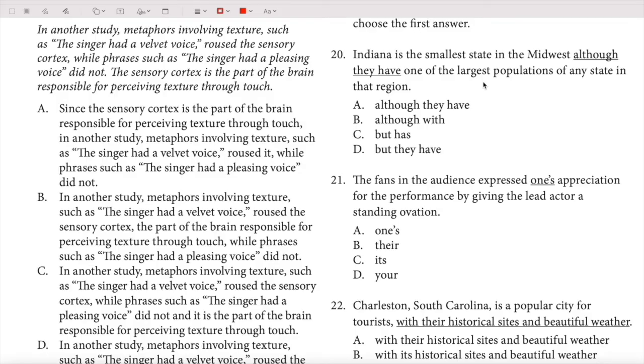Plug in answer choice C. Indiana is a small state in the Midwest, but has one of the largest populations of any state in the region. How's that? I don't like the but there. Let's try D. Indiana is a small state in the Midwest, but they have one of the largest populations of any state in that region. Well, actually, it is a small state in the Midwest, but has one of the largest.